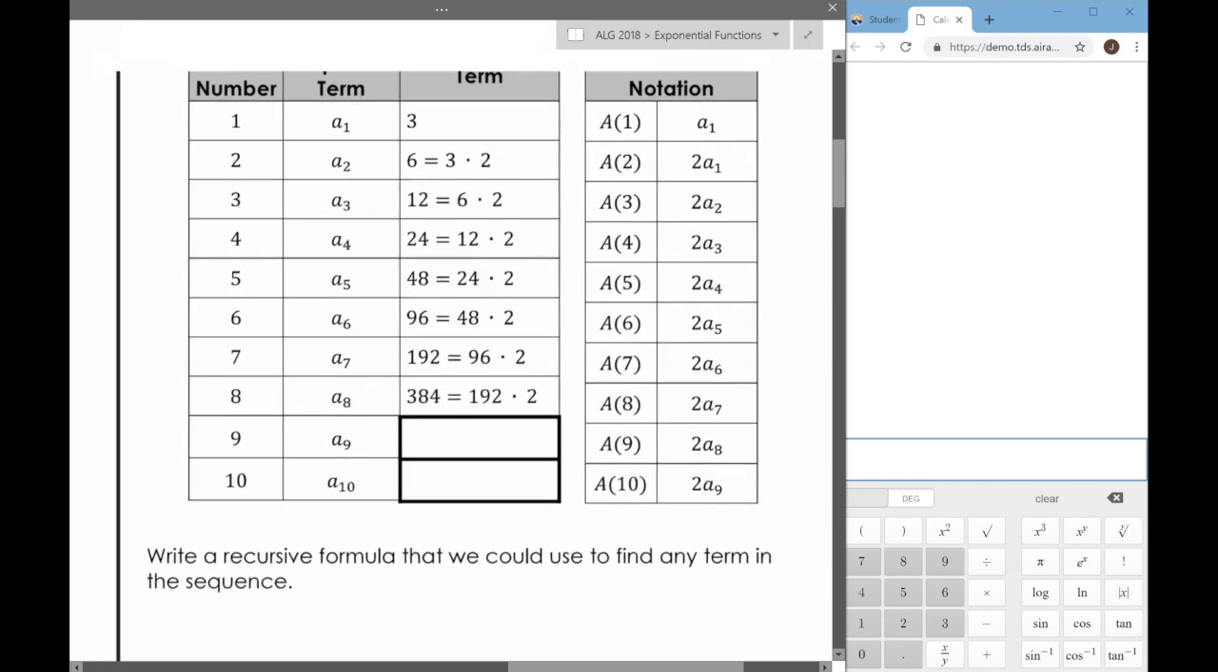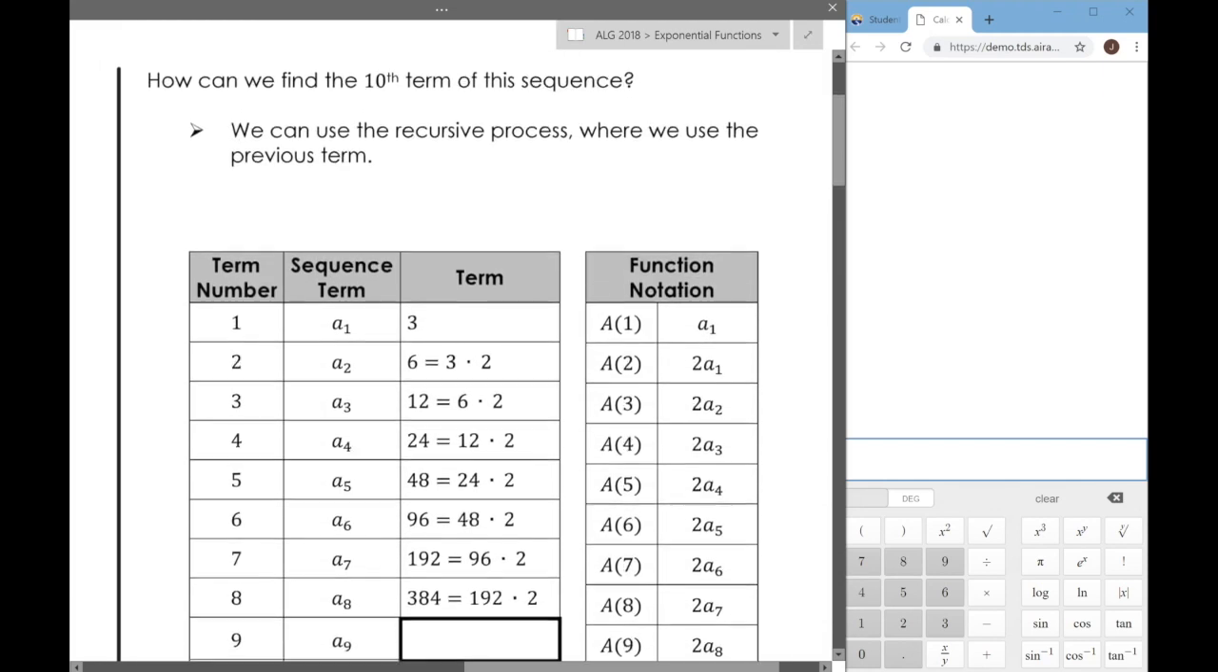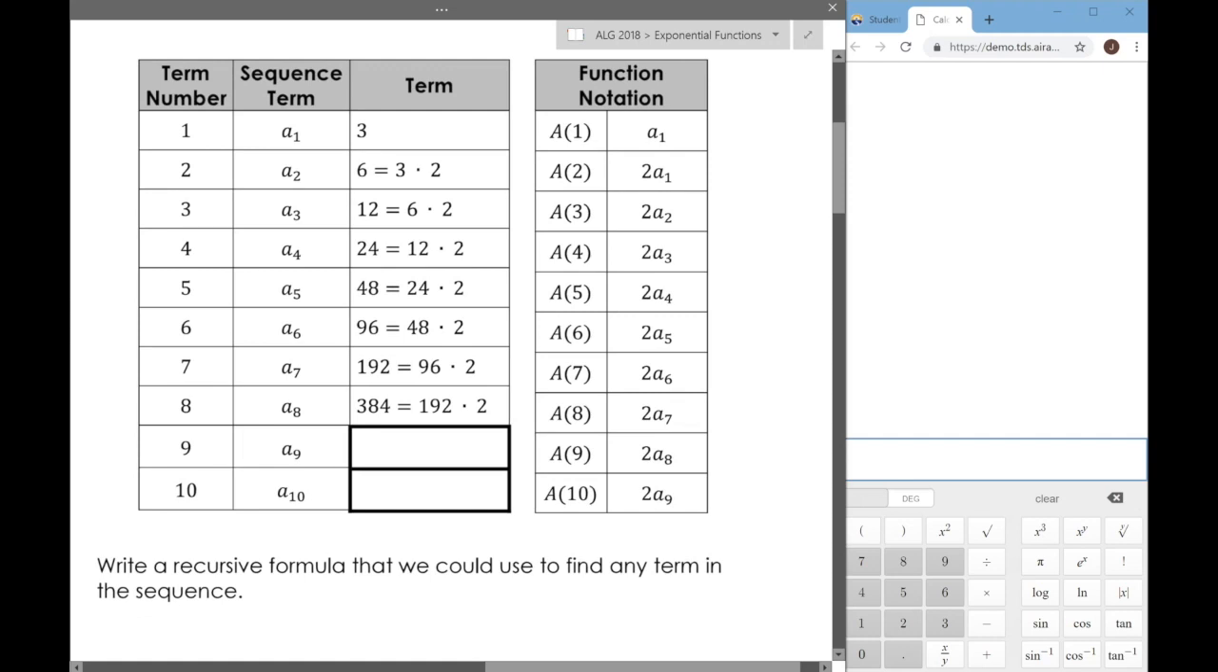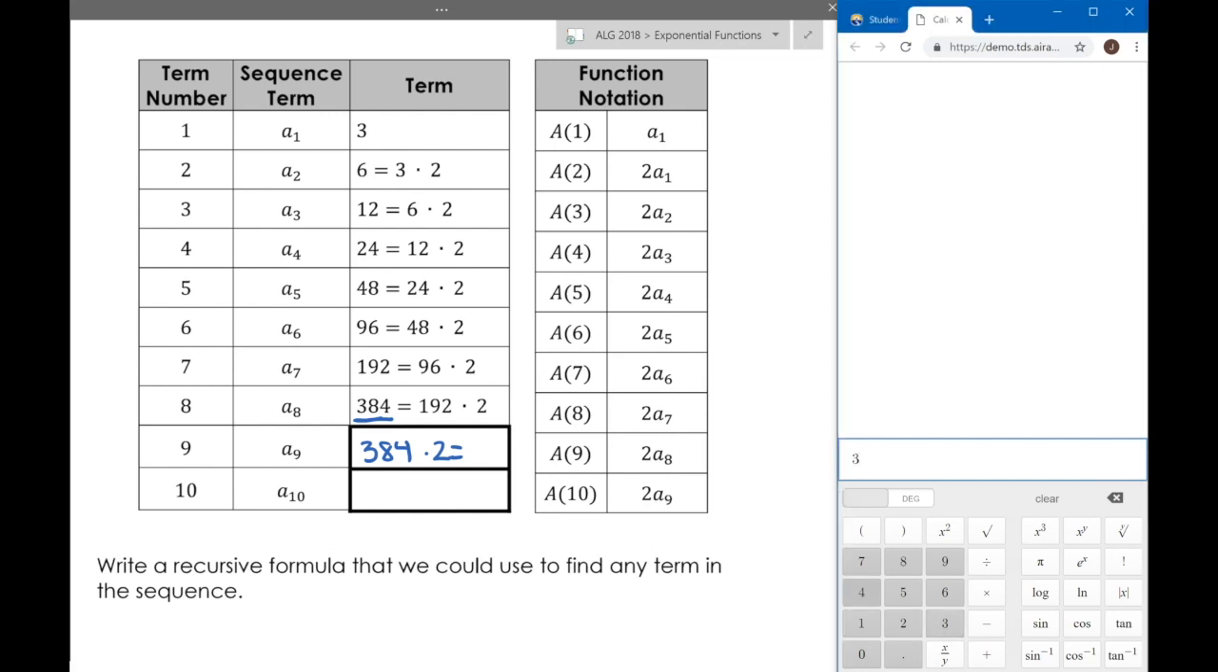Okay, let's move on to this part. So how do we actually use it? How can we find the 10th term of the sequence? We can use the recursive process where we use the previous term. So all I have to do is use the previous term, which here is 384. So I take 384, and I multiply that by our common ratio. Our common ratio is 2. So if I use my calculator, 384 times 2, that gives me an answer of 768.